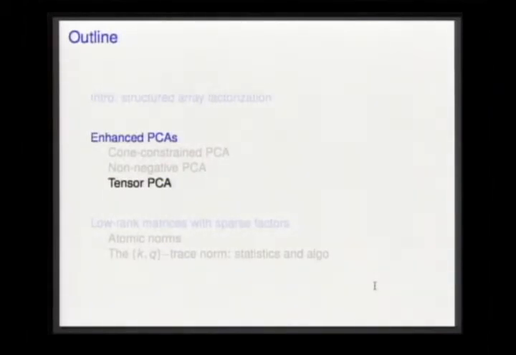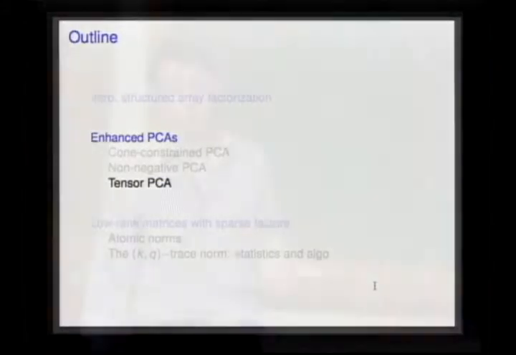Okay, so if I have time, I can also discuss tensors before switching to the second part of the talk.